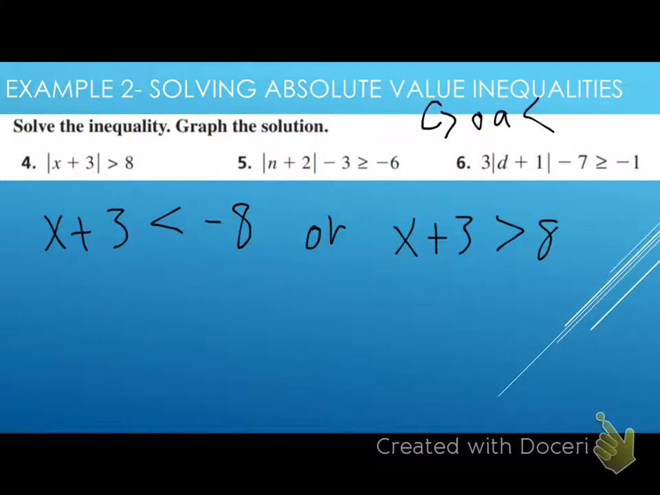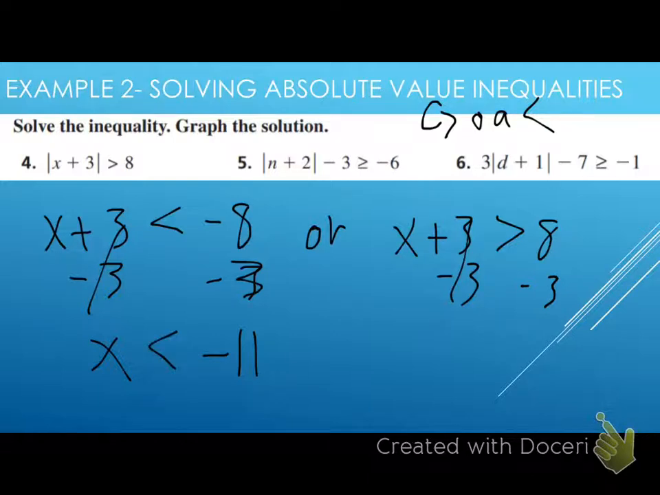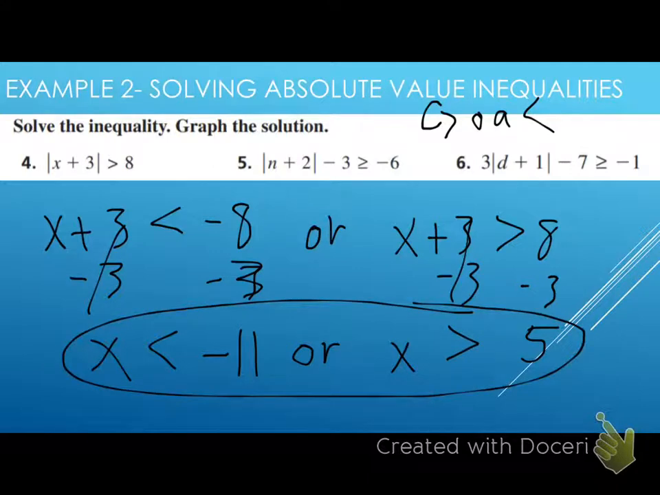Subtract 3 on both sides for both of them. Negative 8 minus 3, negative 11. Did the symbol flip or stay the same? Stayed the same. 8 minus 3, symbol flip or stay the same? Stay the same. So here would be my answer. X is less than negative 11 or X is greater than 5. Questions on 4?